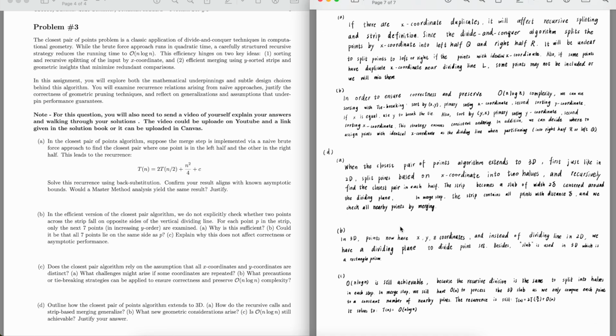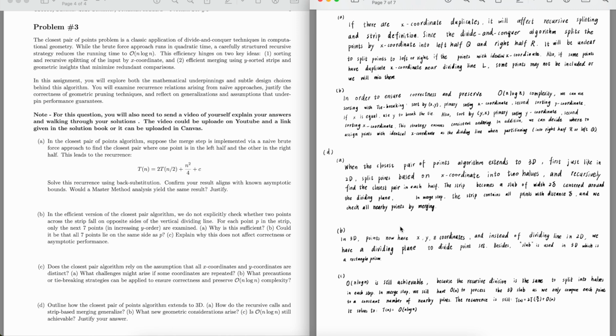Part C asks: does the closest pair algorithm rely on the assumption that all x coordinates and y coordinates are distinct? Yes, it does, and this can cause some problems. And what challenges might arise if some coordinates are repeated?